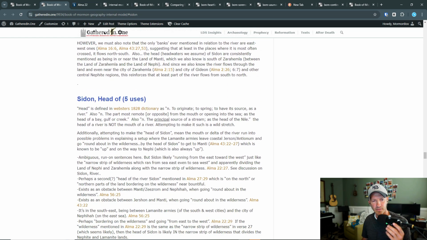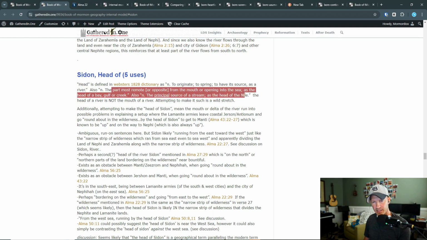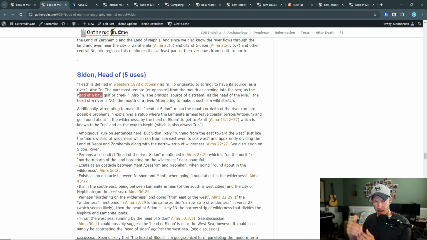You can see that head is defined in Webster's 1828 dictionary as, to originate, to spring, to have its source, as in a river. Also a noun: the part most remote or opposite from the mouth or opening into the sea, right? So we've got the mouth being like the delta, and the head being the opposite of that mouth, the headwaters. The spring, as in head of a bay, opposite the opening, gulf or creek. Also a noun, the principal source of a stream, as in the head of the Nile, the source of the Nile.